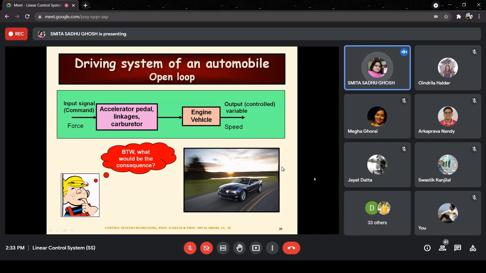Okay, so can you see the slide? Is the slide visible? Yes, ma'am.